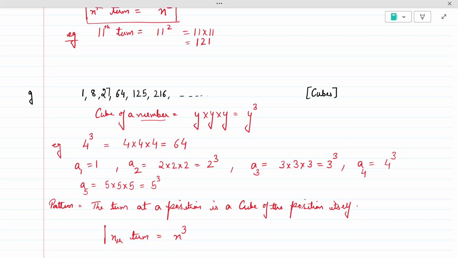So again, I am highlighting it, and we are going to take one example. Let us find out the term at the 7th position. This will be 7 cube, which is 7 multiplied by 7 multiplied by 7, and this comes out as 343.